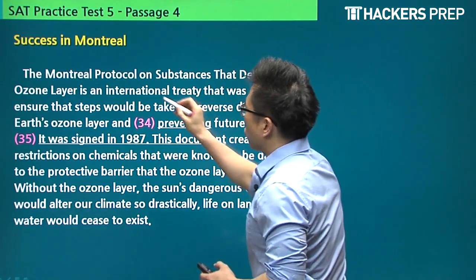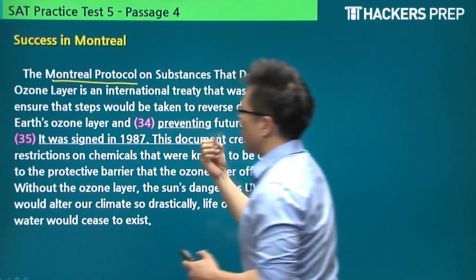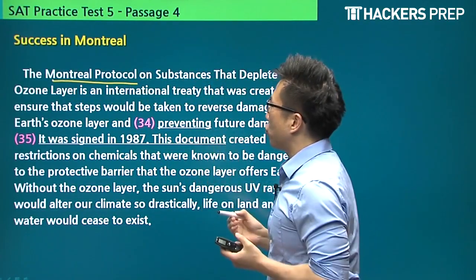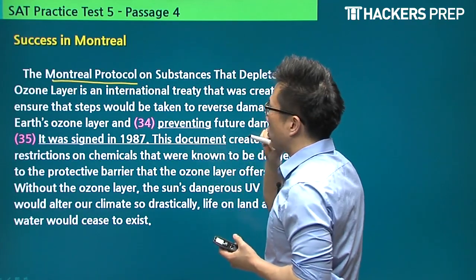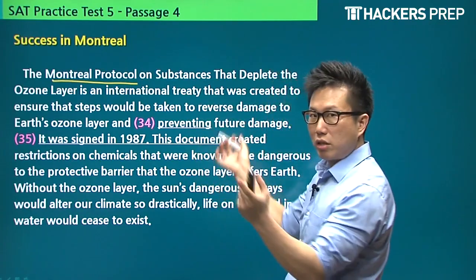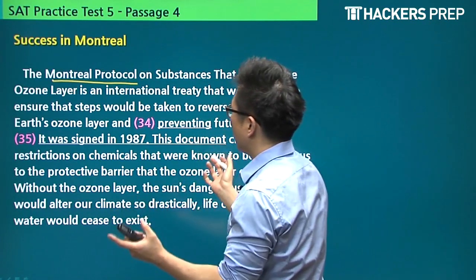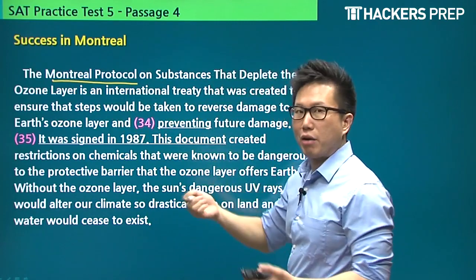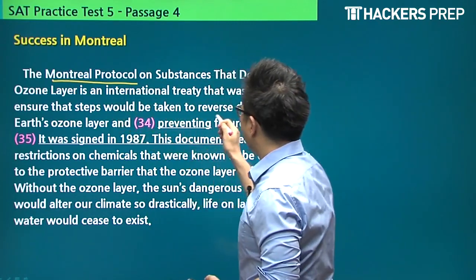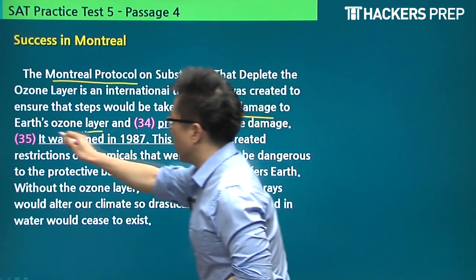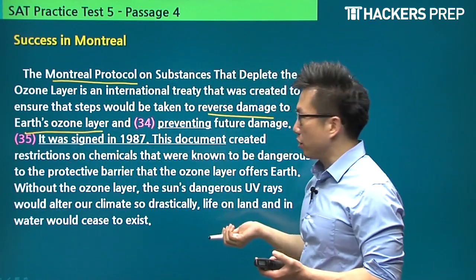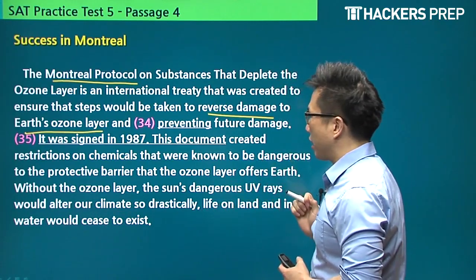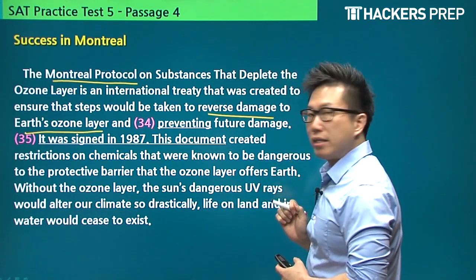The Montreal Protocol. Remember, protocol is a rule or regulation, but in any case, this is a proper noun. It's the Montreal Protocol on Substances That Deplete the Ozone Layer. So this whole thing is the name of the treaty. It's an international treaty that was created to guarantee that steps will be taken to reverse damage to the Earth's ozone layer, to protect it, and prevent future damage. It was signed in 1987.